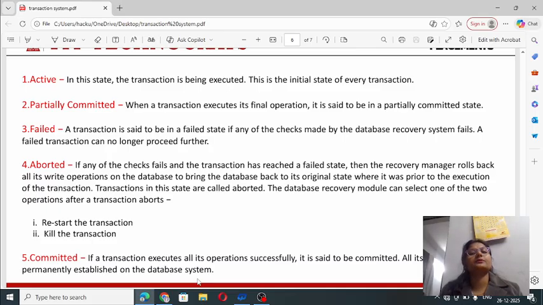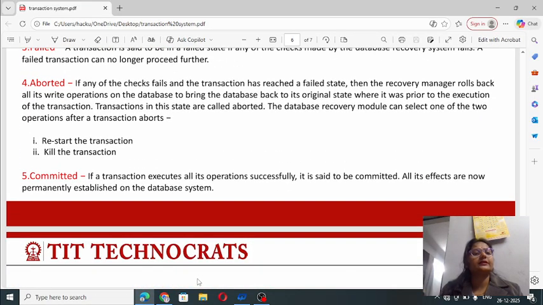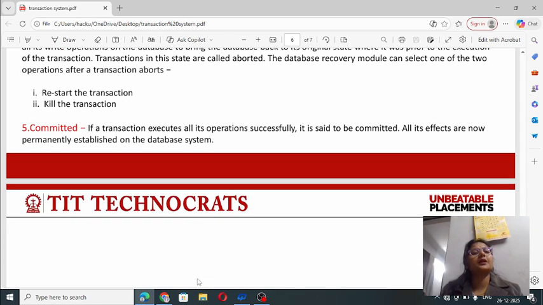Aborted: if any check fails, the transaction has to go to a failed state and is stuck. Aborted means a user is waiting for a resource for too long. That is called aborted. The two main operations for an aborted transaction are to restart the transaction or kill the transaction. If the waiting is long-term, that means deadlock. The solution to deadlock is restart or kill. And the fifth one is committed. If a transaction executes all its operations successfully, it is said to be committed.